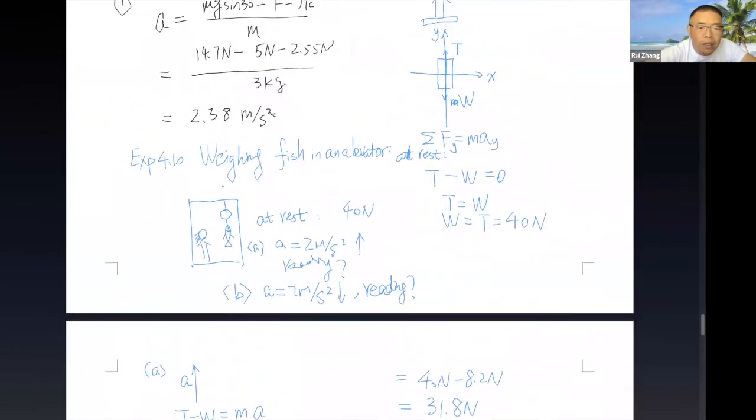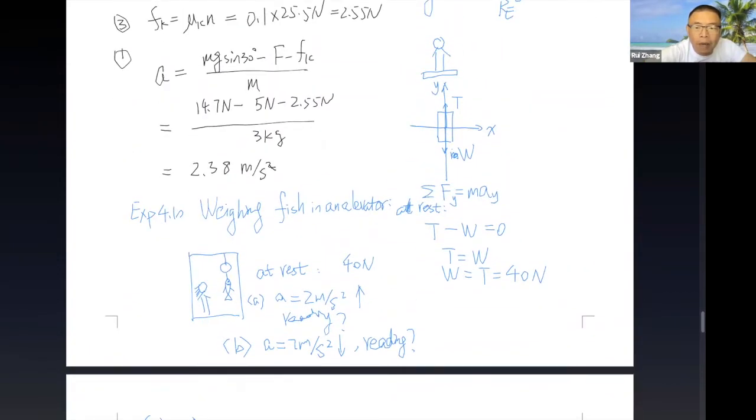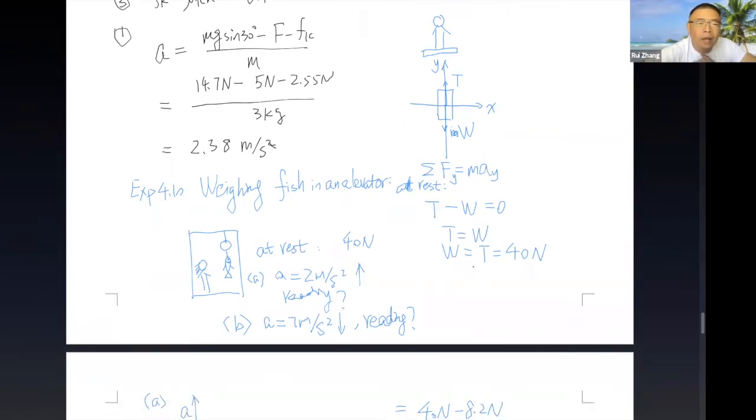So see in the problem, what is given is when you weigh the fish at rest, the reading is 40 Newton. But as we explained, what is read here is the tension in the string. When it's at rest, the total force equals 0, so the tension equals the weight. So from there, you can conclude the weight is 40 Newton. Although it does not just tell you the weight is 40, it says the reading is 40. So that's how they give you the information.